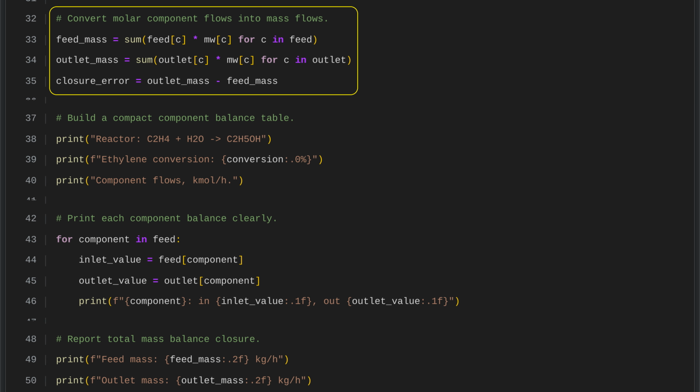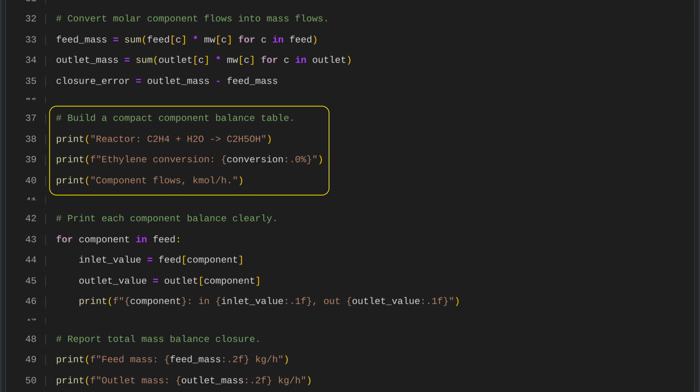To check the mass balance, calculate the total mass flow for both the feed and outlet streams by multiplying each component's molar flow rate by its molecular weight and adding the results. The difference between the outlet mass and the feed mass is the closure error. This value shows whether the mass flow calculations are consistent.